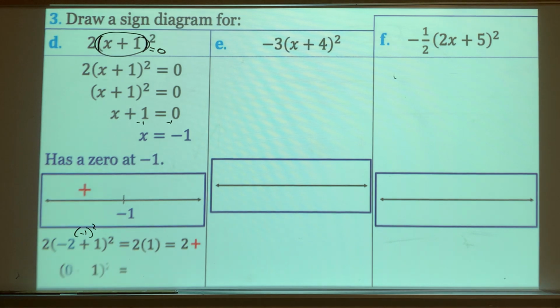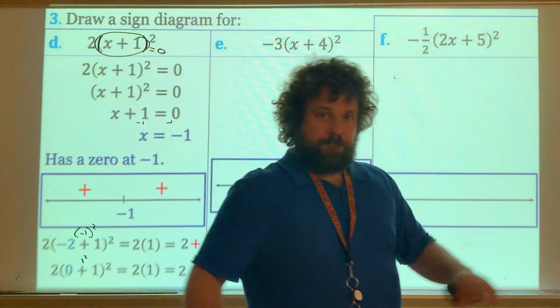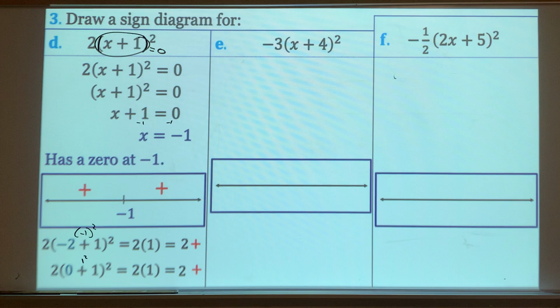Now you pick your 0. 0 plus 1. This becomes 1. 1 squared is 1. 2 times 1 is 2. Once again, positive number. All right. Next problem.